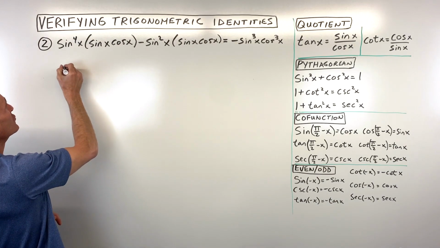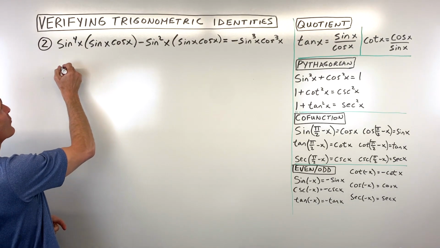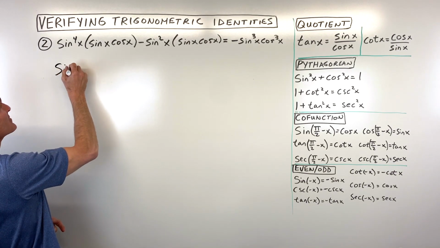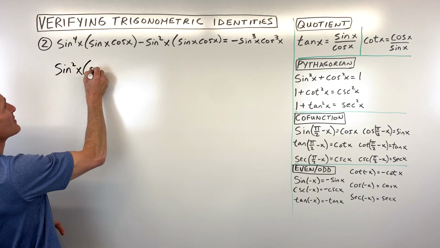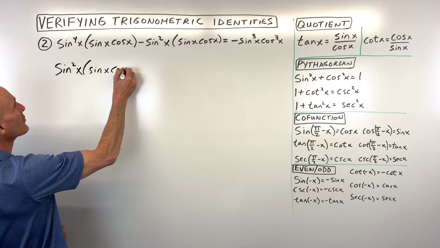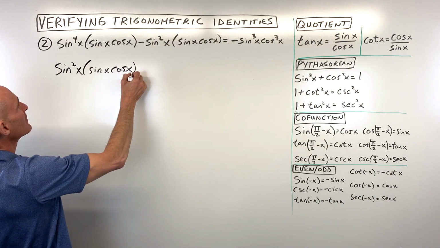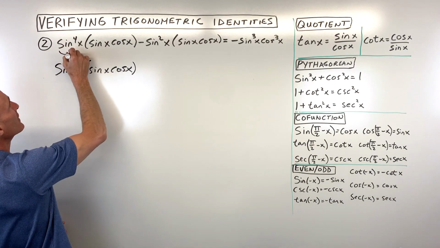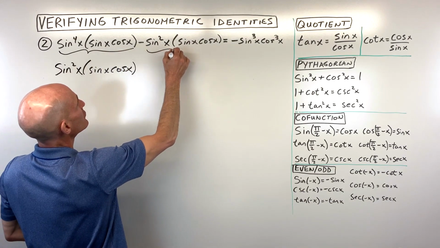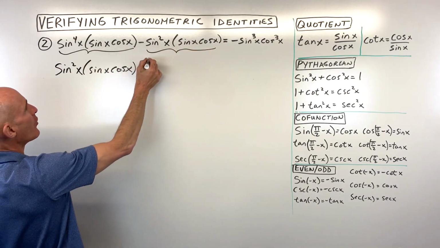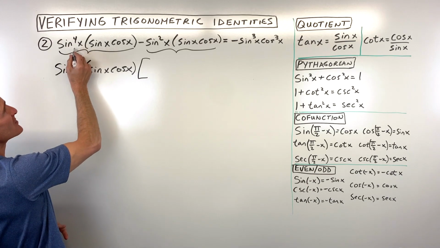So what I'm going to do is the distributive property backwards. I'm going to factor out a sine squared x, sine x, cosine x. And I'm going to factor that out of this group right here and this group right here. So if I factor it out, what will I be left with? Well, I'll be left with sine squared.